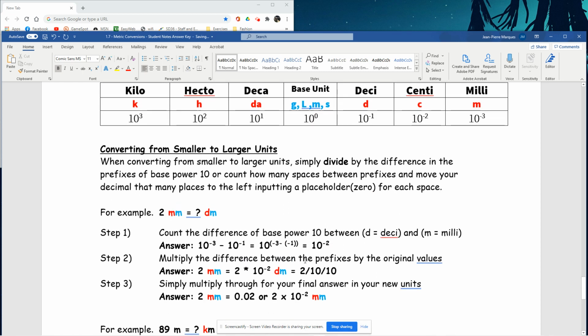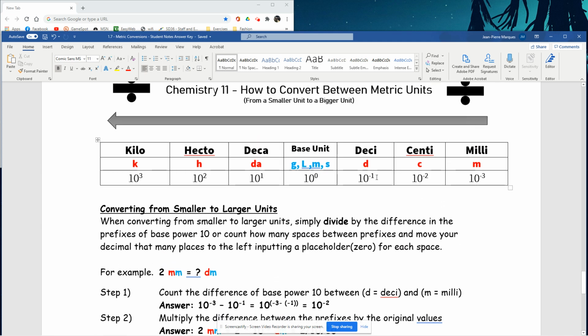Or you can do it the exponential way. Okay, the same logic applies. Milli is 10 to the minus 3. Deci is 10 to the minus 1. What is minus 3 minus minus 1? Well, minus 3 minus minus 1 is minus 3 plus 1. Minus 3 plus 1 is minus 2. What's 10 to the minus 2? That's the same as 1 over 10 times 10, or 1 over 100.